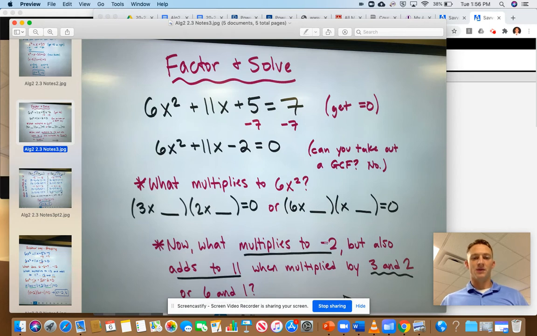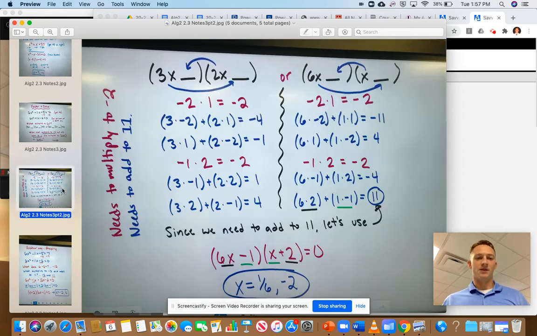So it has to multiply to negative 2, right? We're going to multiply here and add to 11 when these numbers are multiplied by 3 and 2 or 6 and 1. Remember, eventually we'll multiply to the outside and multiply the insides to get that positive 11. Let's flip over to the second part of this example. This is just a little guess and check here. So I kind of split this page in half. Just a reminder, we need to multiply to negative 2, and it eventually needs to add to 11.